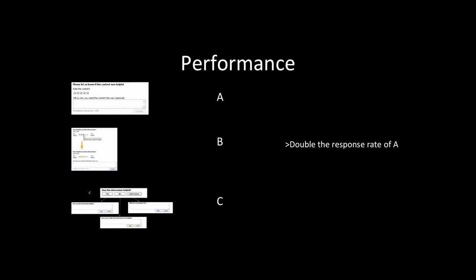Option B with the 2-stage response had double the response rate of A, the default. And option C had 3.5 times the response rate of B, so over 7 times the response rate of A, which really shows that even though A is a simple interface and in fact has the same options as the other 2, the way that it's presented has a huge impact on how people respond.